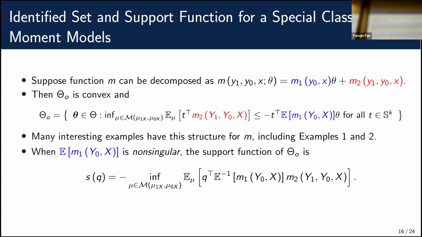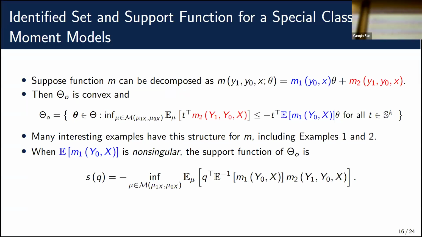Then because the identified set is convex, it's characterized by its support function. Now, if this expectation is non-singular, then you easily see, right? We can compare this one and this one there.